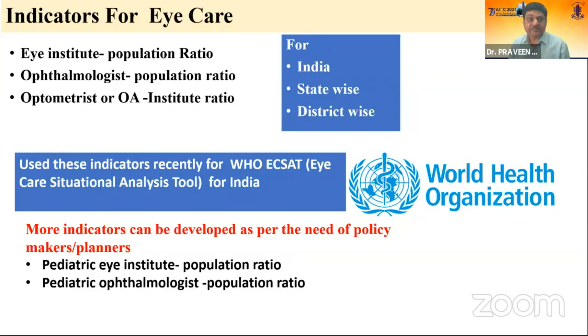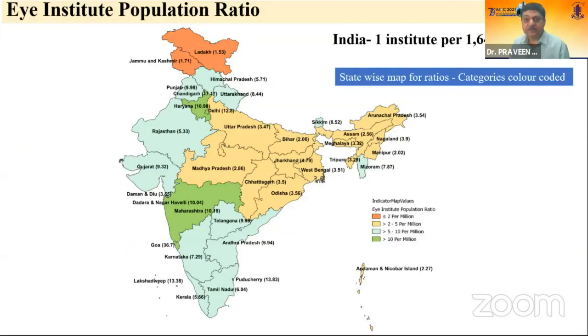We used these specific indicators: eye institute population ratio, ophthalmologist population ratio, and optometrists or ophthalmic assistants per institute. Such indicators were developed for India, for each state, and as well as for every district. We recently used these indicators for filling the WHO eye care situation analysis tool. In fact, more indicators can be developed as per the need of the policymakers, like pediatric eye institute population ratio and pediatric ophthalmologist population ratio.